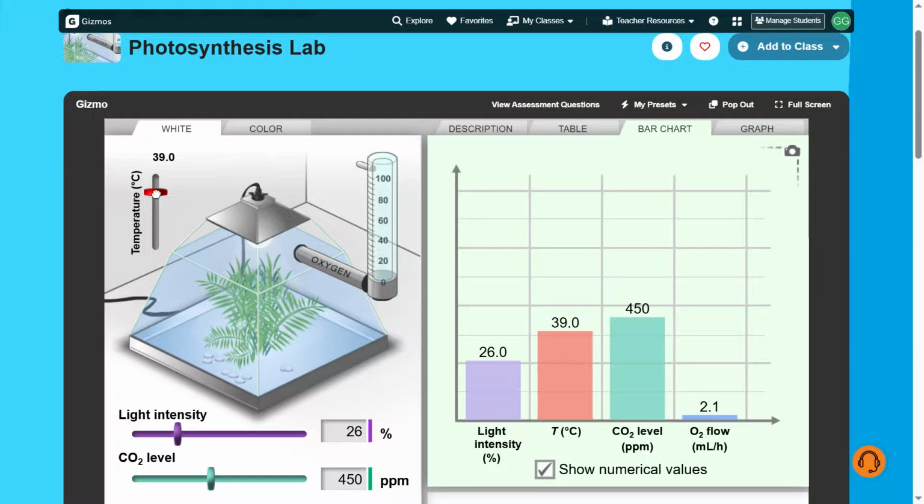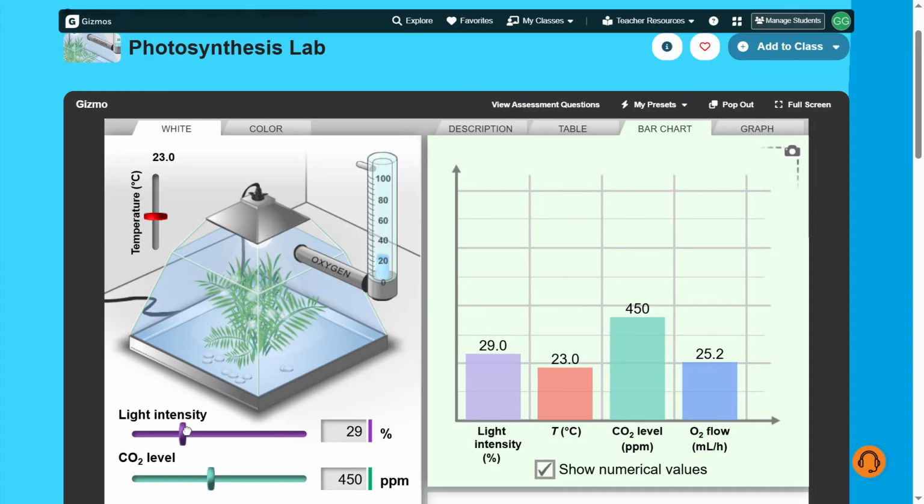Too high of a temperature will restrict the level of oxygen produced, as will too low of a temperature. There is a range where the oxygen level is constant at its maximum despite the changes in temperature.